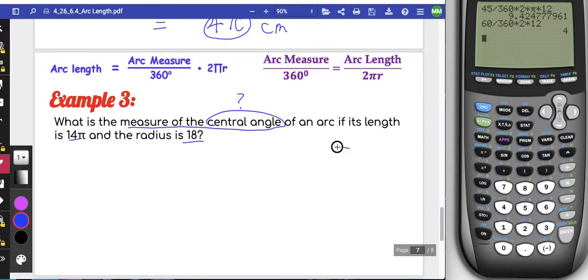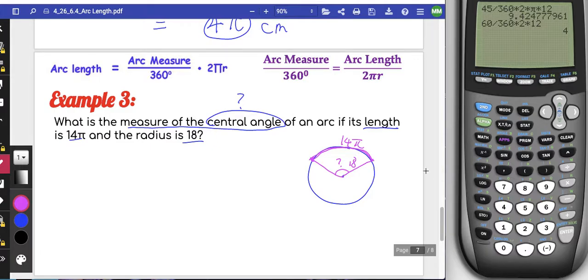Okay, so it seems that this time we know the arc length. Let's use a different color. I know this piece of the arc, which is 14 pi. We already know that. This is a length, by the way, not an arc measurement. And then we know the radius is 18. So now the question is, how many degrees is the central angle? That's our question here.